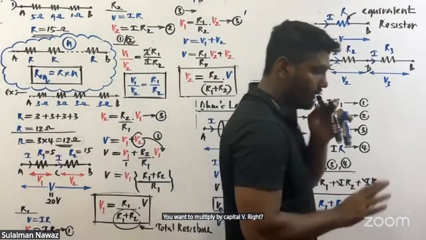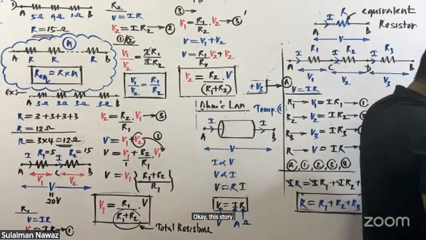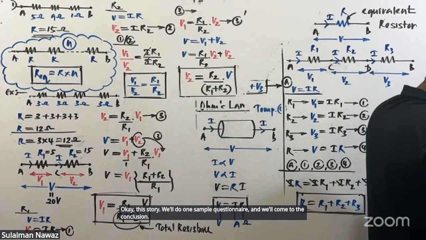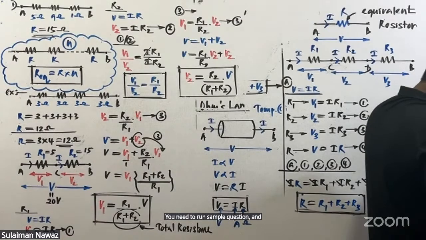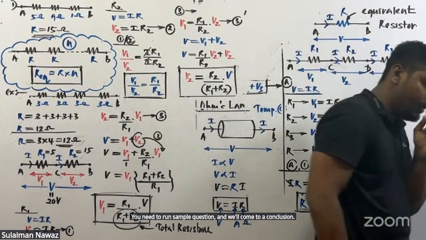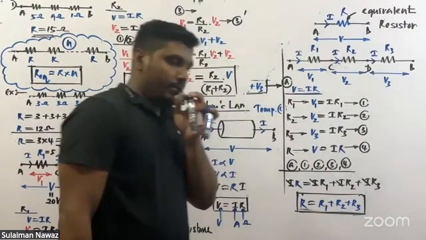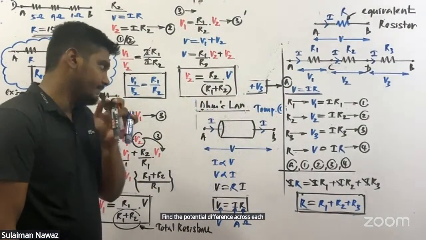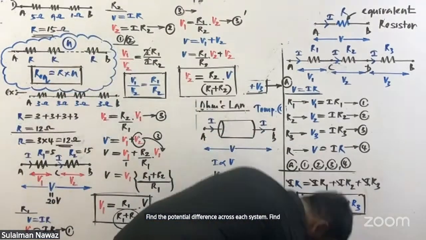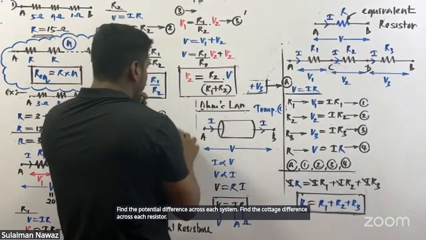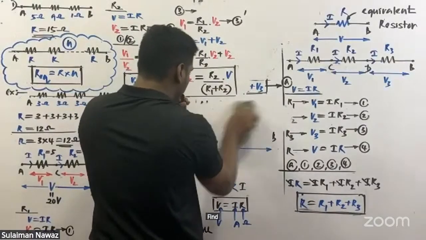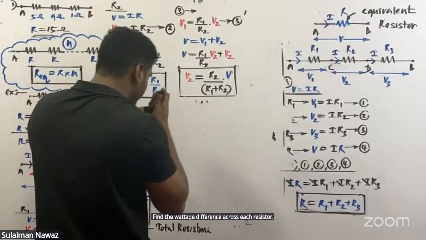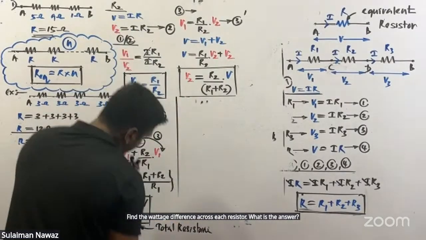Right? Okay. We'll do one sample question and we'll come to a conclusion. Find the potential difference across each resistor. Sample question.